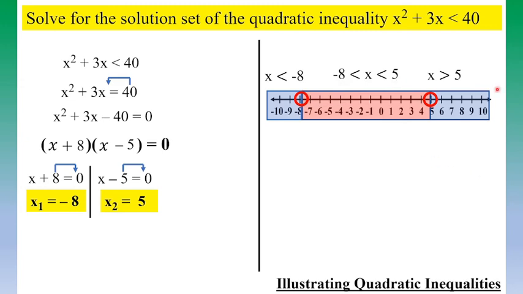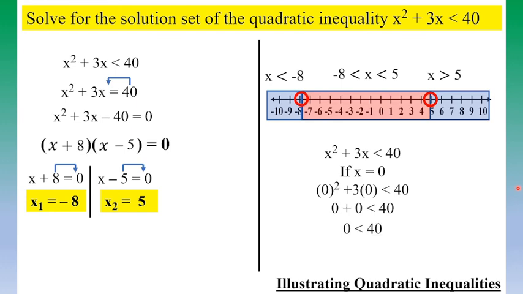And then, to test kung alin dito sa dalawang to ang gagamitin natin, let's get again our inequality given. So x squared plus 3x is less than 40. Let's test using 0 again. So we're going to substitute our 0. This will become 0 squared plus 3 times 0. So 0 plus 0 is just 0. Is 0 less than 40? True. So 0 is less than 40.